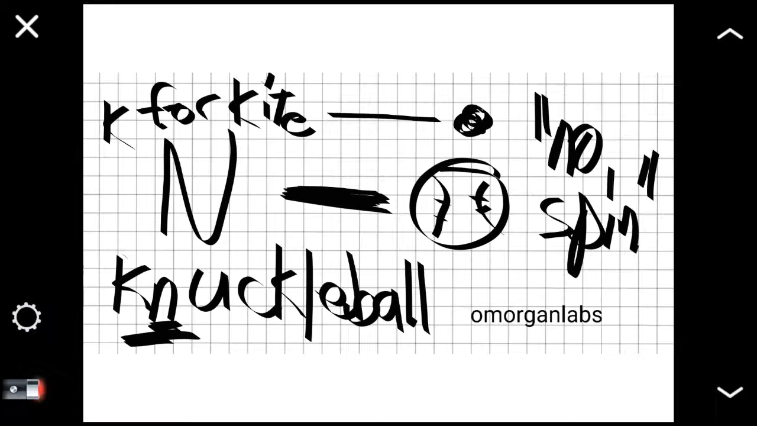Okay, now, knuckleball. N for knuckleball, not K, for K is for kite, right? So this is knuckleball. Knuckleball, you throw it and it doesn't spin. So it's like a straight line, dash, dot. Knuckleball, okay? Dash, dot. A curveball would kind of be like a squiggly dot, but no such thing in Morse code, squiggly.